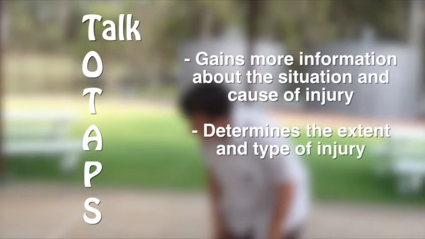I'm going to make my primary survey. In the initial assessment of a soft tissue injury, the acronym to follow is TOTAPS. The first letter T stands for talk. Talk to the athlete, ask them how the injury happened, and if they heard any sounds like the cracking of a bone. This gains more information about the situation and cause of the injury, and it helps to determine the type and extent of the injury.